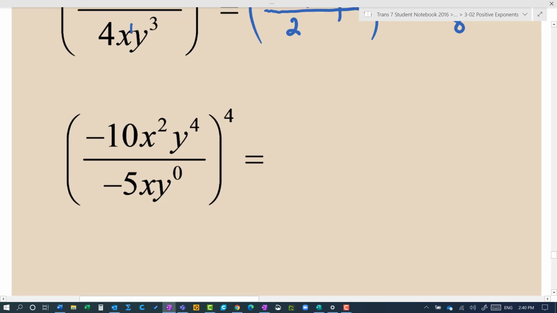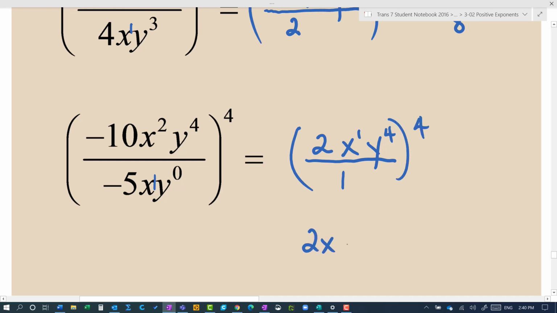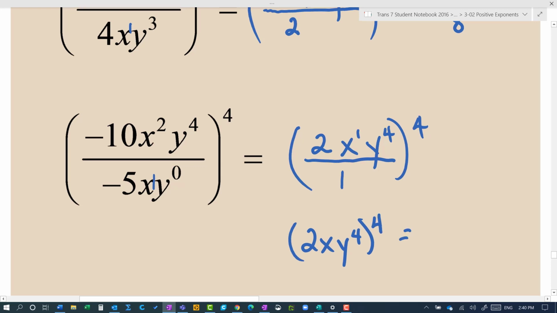So here you should divide first. So you always do what's in parentheses first. So negative 5 goes into negative 10 positive 2 times. Then we're going to subtract our exponents. So for the x's, 2 minus 1 is 1. So we get x to the 1st power here. And then for the y's, we do 4 minus 0 is 4. So y to the 4th. And there's nothing in the denominator but a 1 now. So you can leave that there, or you could have just written it as 2x y to the 4th raised to the 4th. So now we need to simplify this.